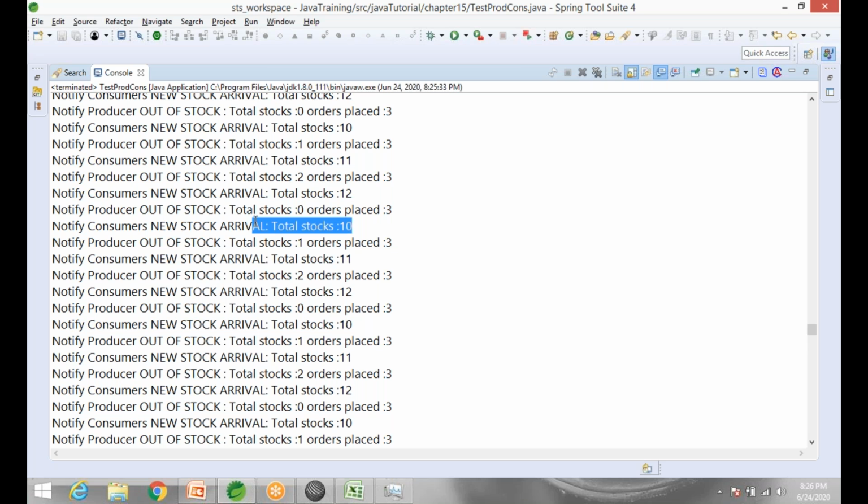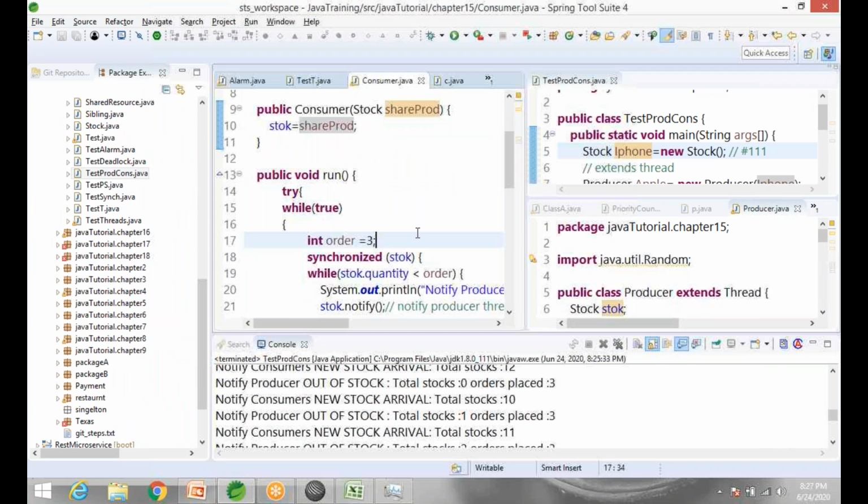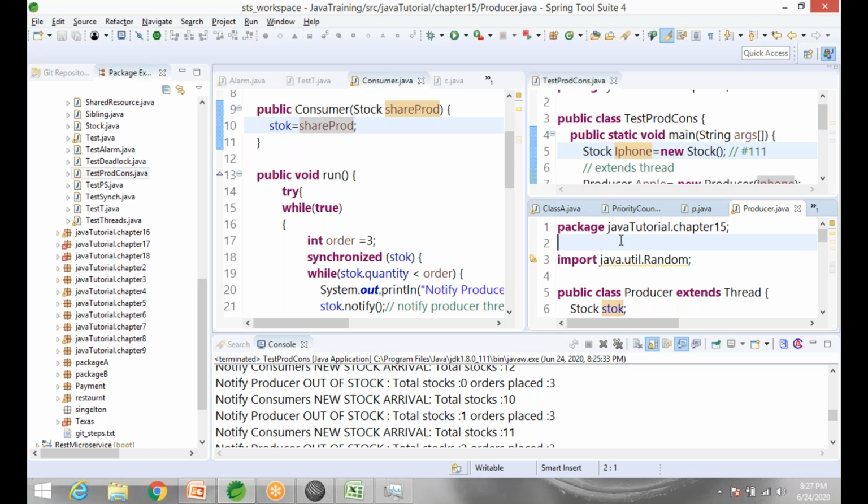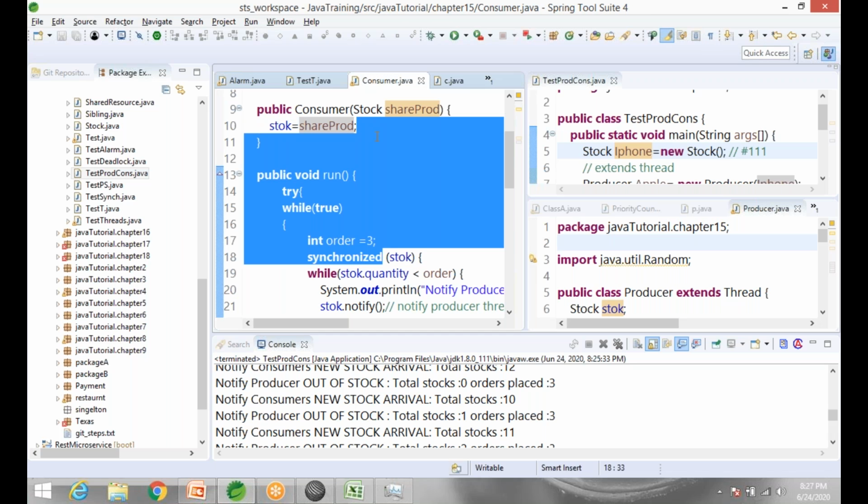So they both are playing this wait and notify game in a perfect balance. No one is overproducing and no one is ordering items when you're out of stock. The total stock never goes negative, never goes beyond a threshold. That is wait and notify. And here is the program for that. Consumer, producer.